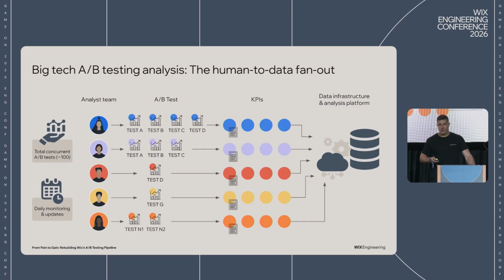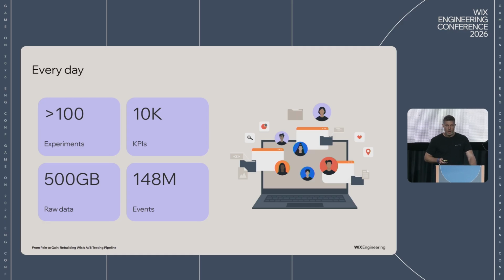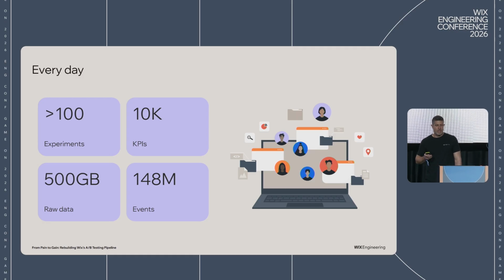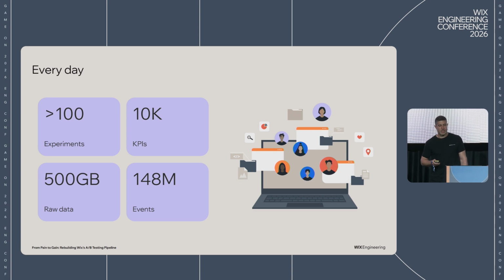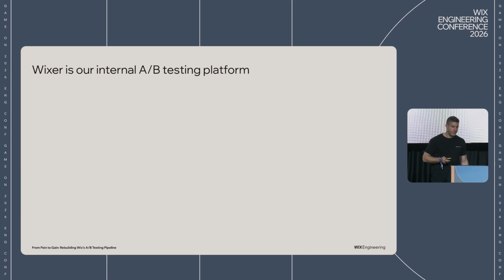And believe it or not, even AI can't replace it. Or at least not yet. But I'm just kidding. You are about to see how we significantly adopted AI in the process, but you will need to wait until the end. So let's talk a bit about volumes and numbers. In a single day, Wixer collects the data for more than 100 experiments on average and 10,000 KPIs by scanning half a terabyte of raw data, which produces 150 million events.